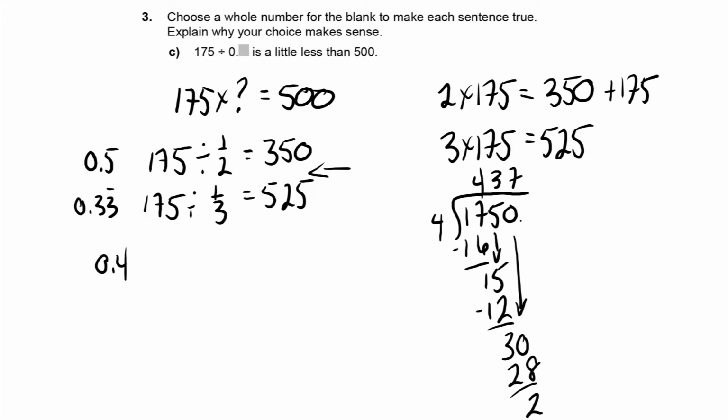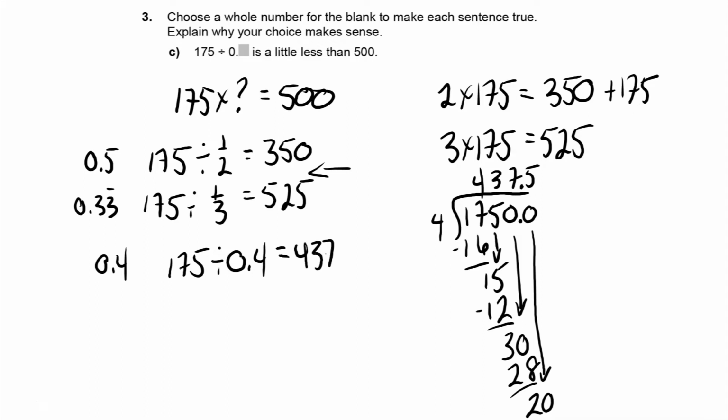2 left over. Now we're going to put in a decimal and add another 0 so we can bring that down. 4 into 20 is 5. So if we had done 175 divided by 0.4, we would end up with 437.5. So I'm not sure that meets the definition of being a little bit less than 500.